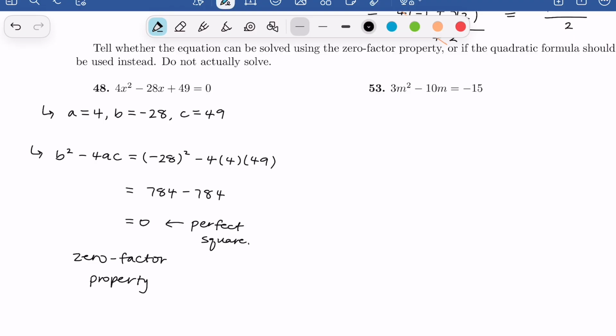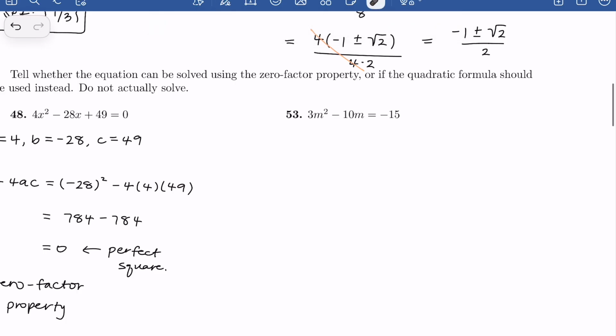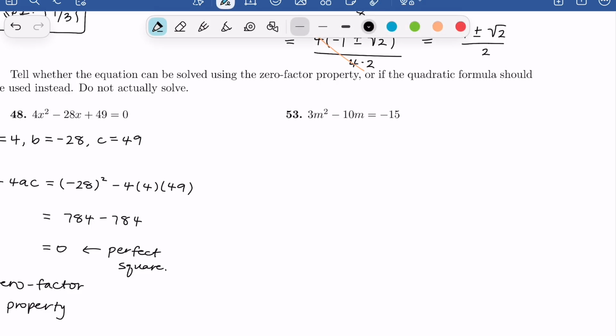All right, let's look at this next one here. We're going to do the same thing, but the first thing to note here is that this is not written in standard form. So let's go ahead and do that so we can see what our A, B, and C values are. So let's add 15 to both sides of our equation. We're going to end up with 3m squared minus 10m plus 15 is equal to 0.